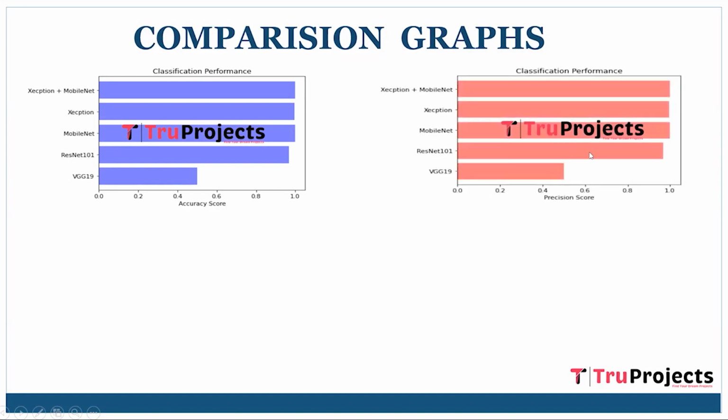This is the precision score comparison graph. Precision is the ratio of true positive predictions to the total positive predictions, representing the model's ability to correctly identify relevant instances while minimizing false positives. So in this graph, we can observe that the x-axis represents the precision score of each algorithm and the y-axis represents each algorithm name.